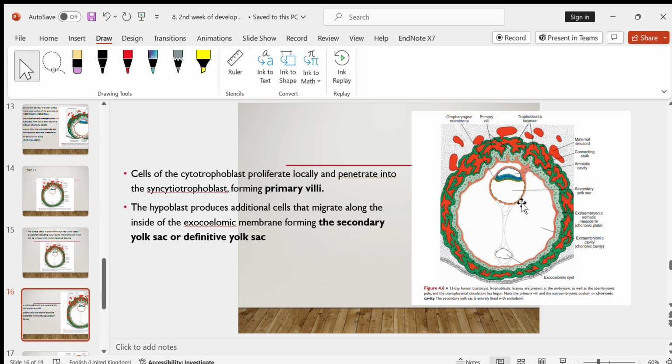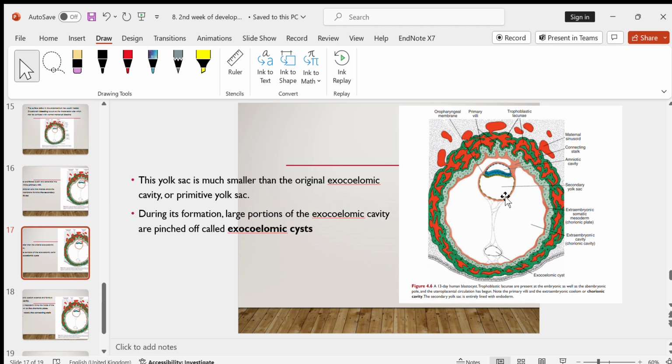Next, this yellowish line, the hypoblast, produces additional cells that migrate along the inside of the exocoelomic membrane, and it forms the secondary yolk sac or the definitive yolk sac. This is the secondary yolk sac or the definitive yolk sac. This yolk sac is much smaller than the exocoelomic cavity that was formed initially, that was the primary yolk sac. And during this formation, large portions of the exocoelomic cavity are retained as cysts, which are called the exocoelomic cysts.